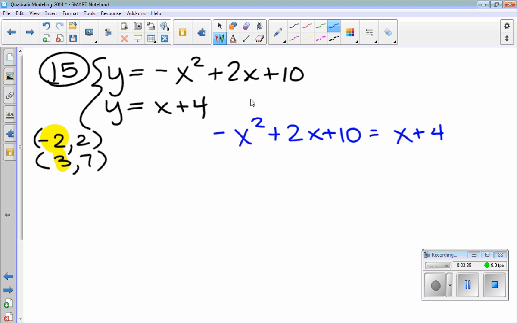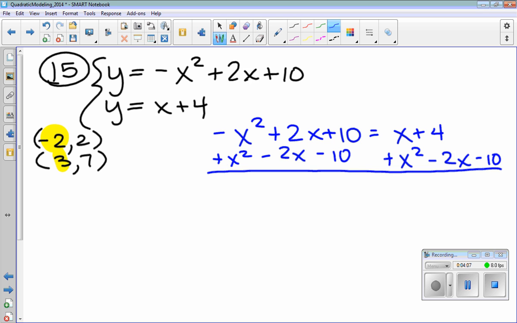Okay? So I'm going to add x squared. Wait. Because I don't want my first number to be a negative. If this was a positive, I'd move everything to its side. Okay? You move everything to the side that will make the leading coefficient positive. That just helps us factor easily. Okay? So I'm going to move now the 2x to the other side. I'm going to move the 10 to the other side. So that just leaves me with a 0 on the left.